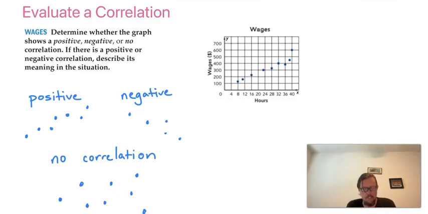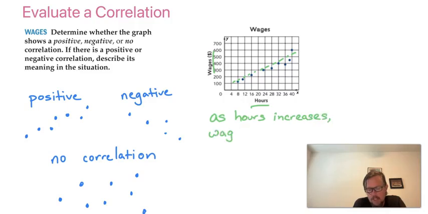Now, when we look at this graph, it is a graph that is comparing hours and wages, and we can see that our correlation is positive, meaning what? How can we describe this correlation? Well, hours, as they get higher, means that our wages also get higher. So we would say as hours increases, wages increases. Essentially, what this means is if you work more hours, you get more money, and that is a positive correlation.